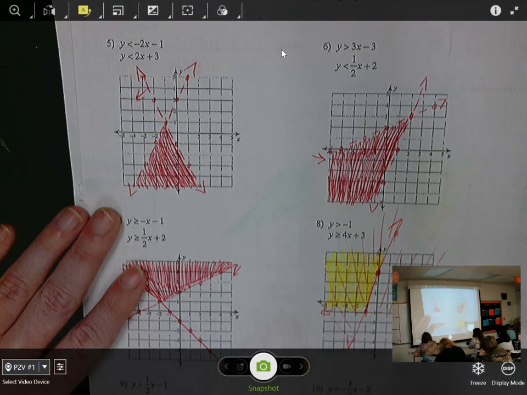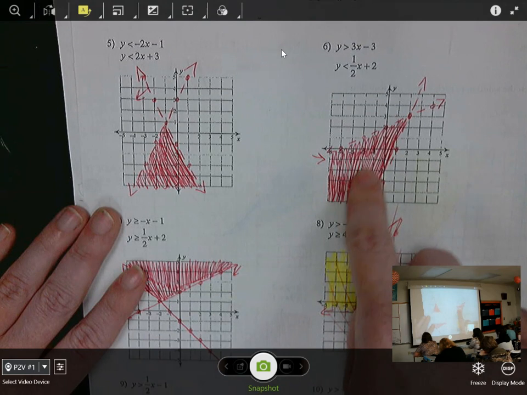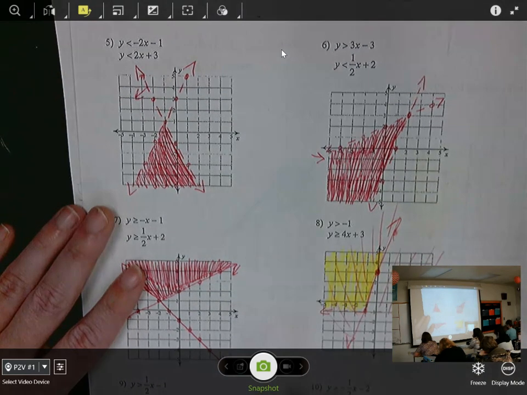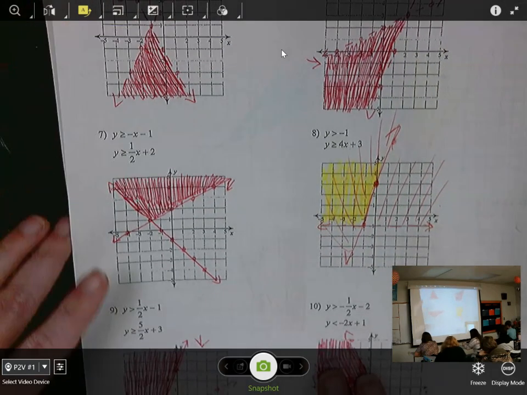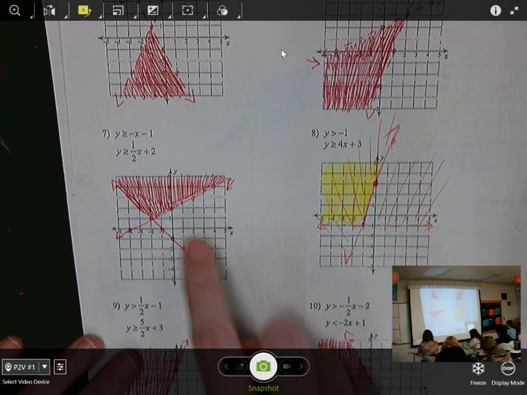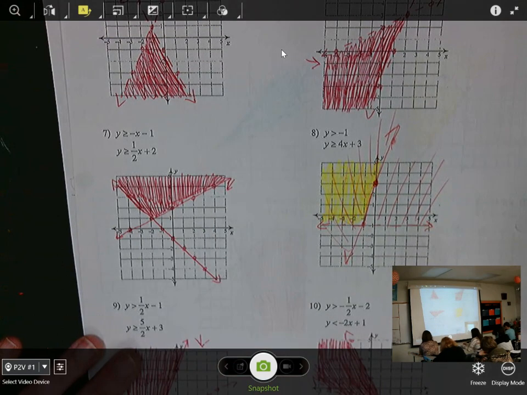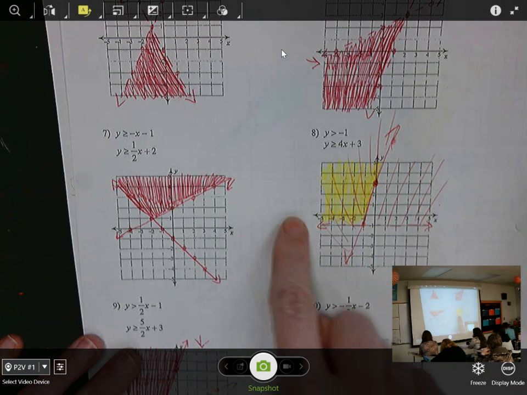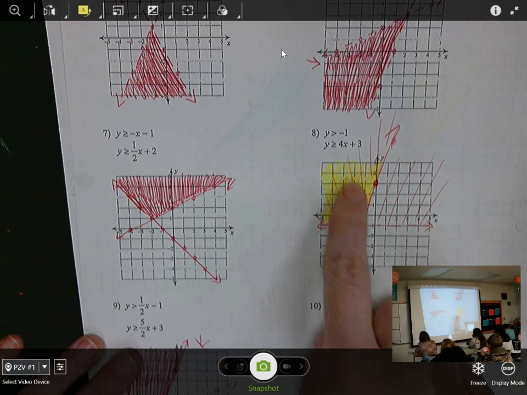Number six, they should both be dashed. They're both increasing, and then over here should be your solution area. Okay. Number seven, they're both solid. One's decreasing, one's increasing, and this section at top is the solution area. Number eight, you should have this horizontal dashed line and this increasing solid line, and then this area over here is your solution area.